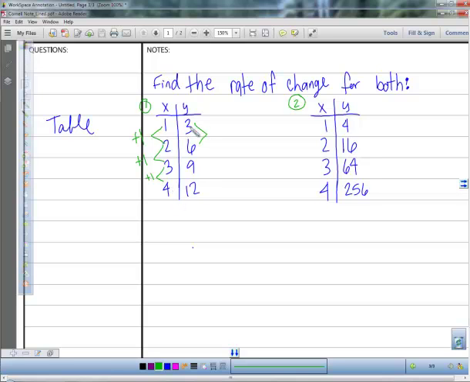What did I do to get from 3 to 6? I added 3, I added 3, and I added 3. Now, put that in a ratio of the change in y over the change in x. Do that for both of these and find the rate of change for both. And then tell whether you think it is linear or nonlinear based on that.